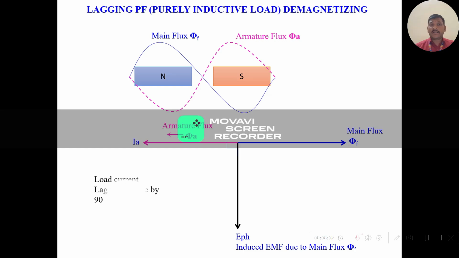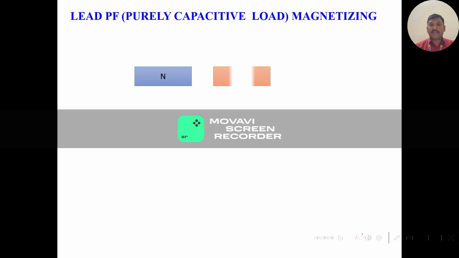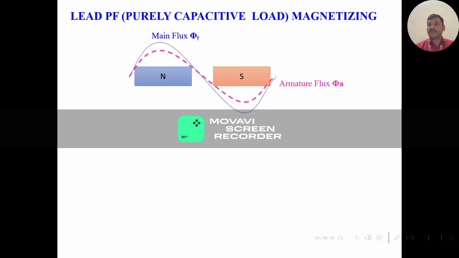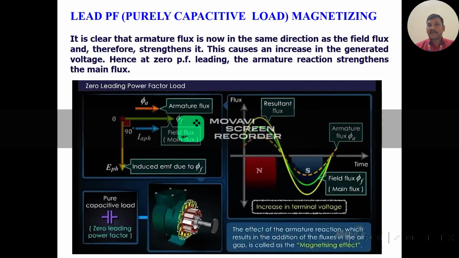And the next one is when you are connecting pure capacitive load. There the two fluxes are in phase with each other. So that increases the resultant flux, and that leads to increase in the terminal voltage of the alternator. This is called magnetizing effect. So these three effects are due to the connection of three different loads at the alternator terminals.